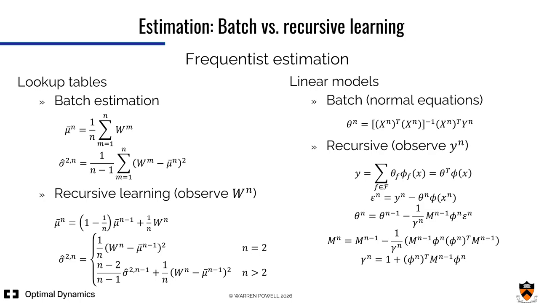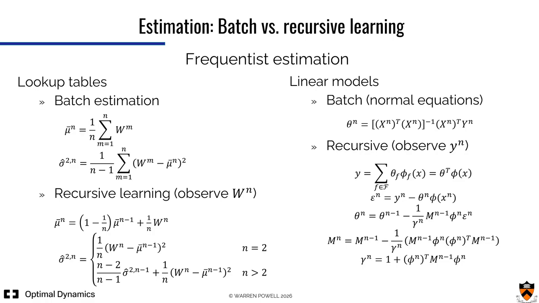Finally, batch versus recursive learning. So if I'm doing lookup tables, let's start on the left-hand side. Batch information says, let's say I have a bunch of observations W, and if I get a small n of these and I sum them up and divide by n, I get an average. This is what we've seen in our introductory statistics books. And if I want the variance, I take the sum of the squared deviations between W and mu bar, sum them, and divide by n minus 1, which is the standard formula.